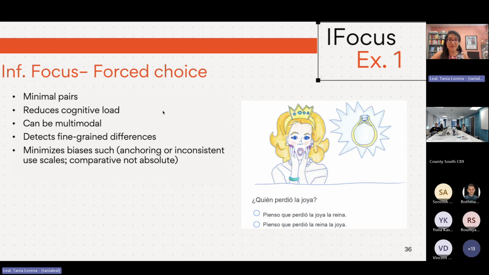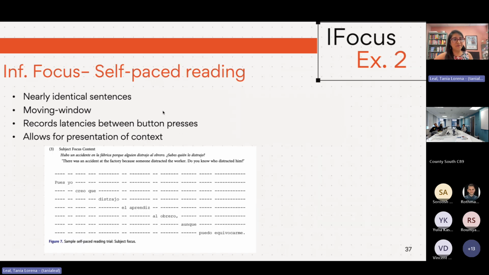Participants would see a short scenario like this one with the question, ¿Quién perdió la joya? And because you really need a context, we drew a bunch of pictures so that it would be a little bit easier, and it worked fairly well. And then they choose between two options. In this case, you have an embedded clause: I think that lost the ring the queen, or lost the queen the ring. So this helps us test word order preferences in this context while keeping the task simple and natural.